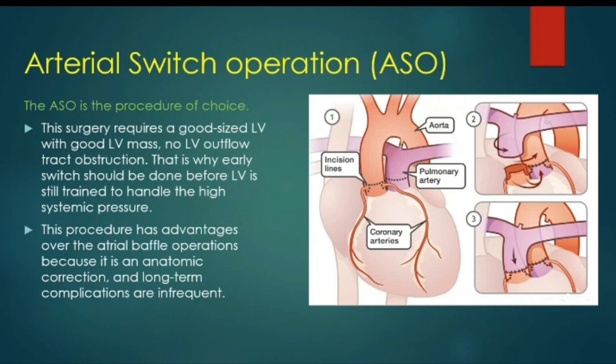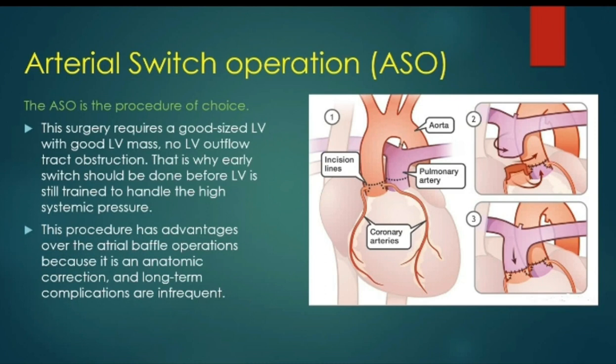Second is the arterial switch operation, which is the procedure of choice if done in the proper timing. Surgery requires good left ventricular size with good left ventricular mass and no left ventricular outflow tract obstruction. It's essential to do the switch operation as early as possible, when this left ventricle is still trained enough to handle the high systemic pressure.